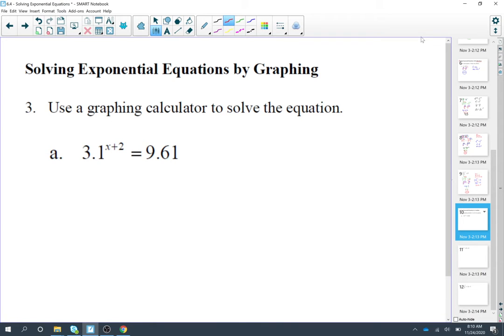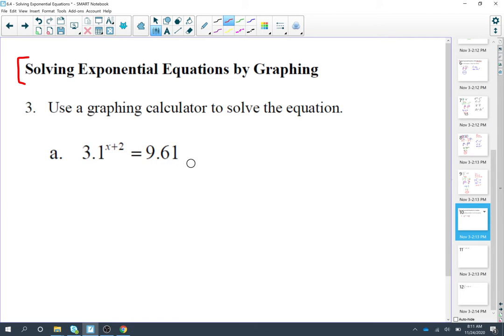Example 3, use a graphing calculator to solve the equation. And then it says solving exponential equations by specifically graphing. Letter A, 3.1 to the x plus 2 equals 9.61. Now, if we were trying to get these bases the same, we have a 3.1 and we have a 9.61, that's not pretty. I honestly don't want to do that, so we're definitely going to use a graphing calculator.